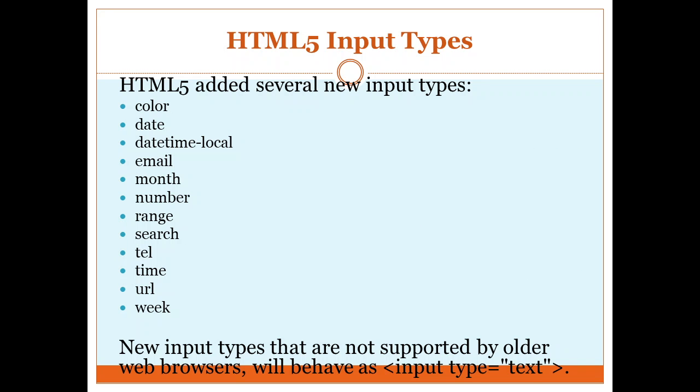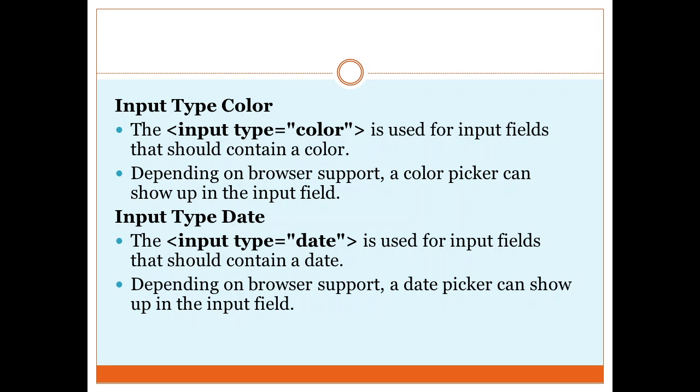Now we are going with the HTML5 input types. HTML5 added several input types like color, date, time, local, email, range, search, URL, week, month, number, etc. They behave the same as input type is equal to text. You can specify the input type is equal to color. The color can be displayed according to the web browser supported color picker, and we have the color picker table over there. You can select the color too.